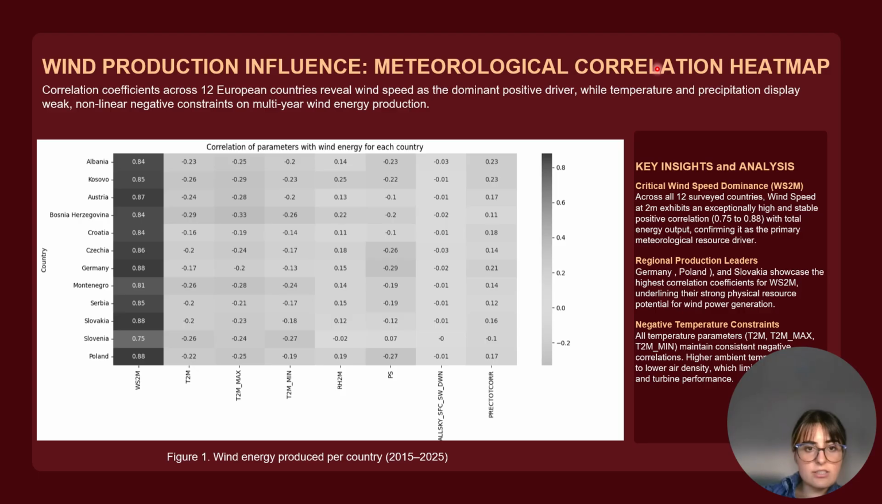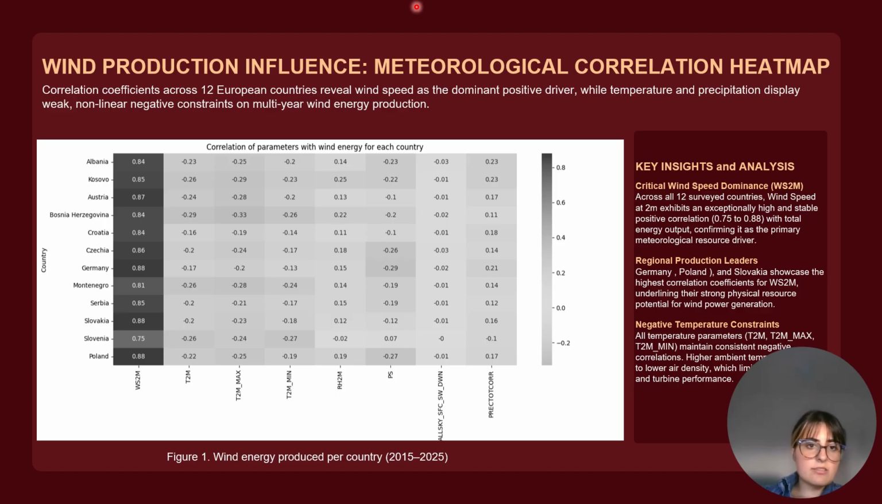Then we have the solar and sky parameters. Here we have no correlation. These parameters show practically zero correlation, with values across all the countries between minus 0.03 and 0. This means that sunny or cloudy days have no direct mathematical relationship with how much wind energy is produced in the dataset.